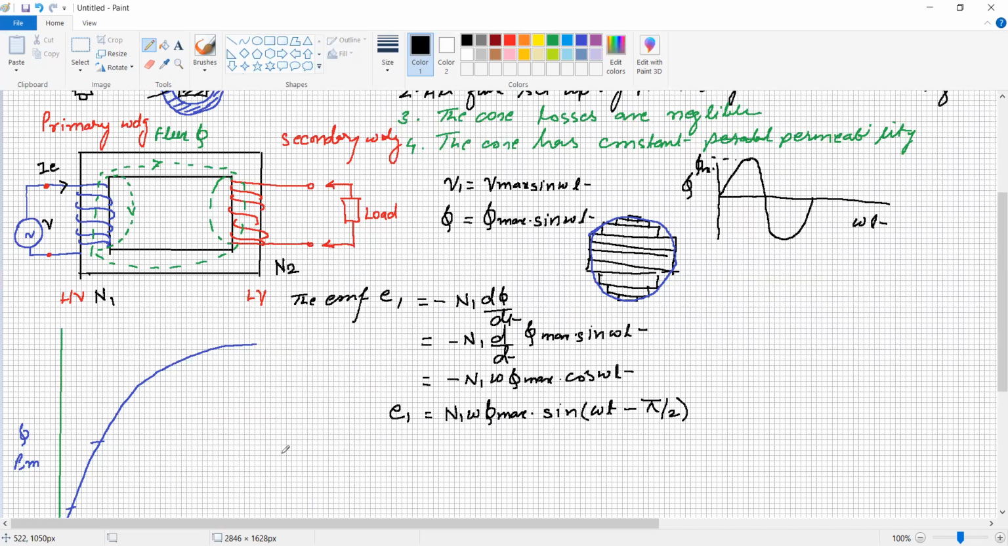Let us consider that E maximum is the maximum value, which is equal to N1 omega phi maximum. Therefore E1 is equal to E maximum sine omega t minus pi by 2. So this is the EMF induced in the primary winding.